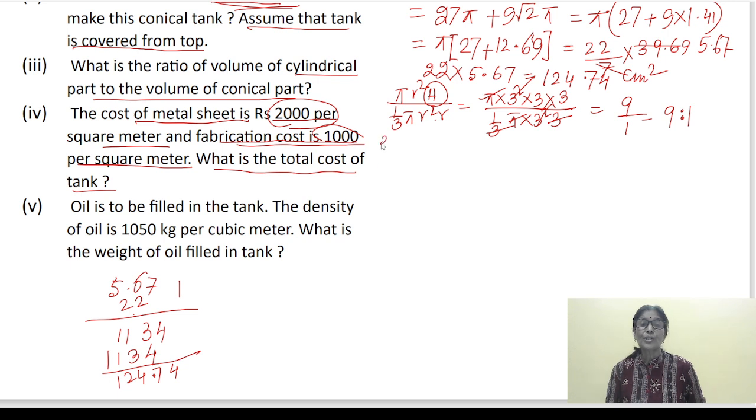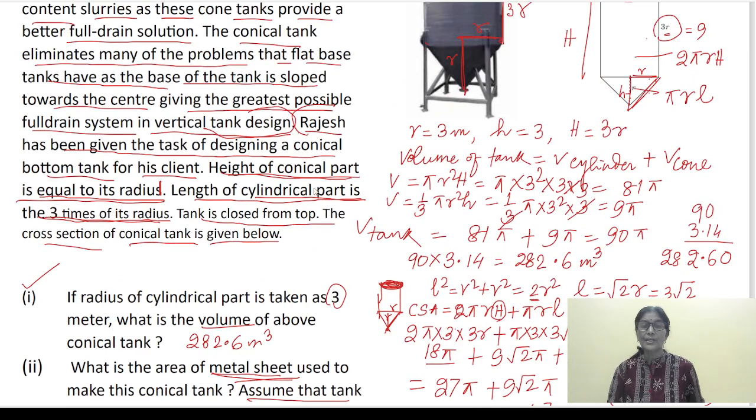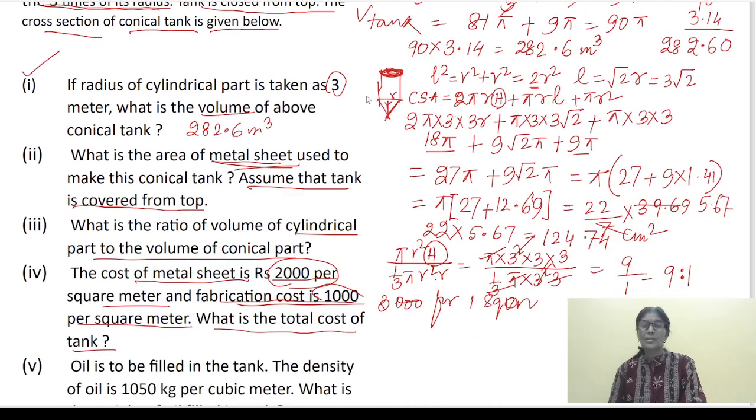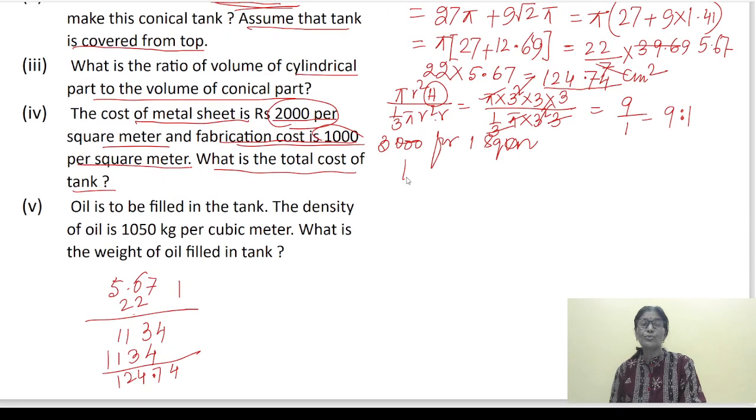So 3000 for 1 square centimeter. So how much square meter we got? We got, already we calculated this one. It was 39.69 into 22 by 7 and it was 124.74. So this will be 124.74 multiplied by 3000.